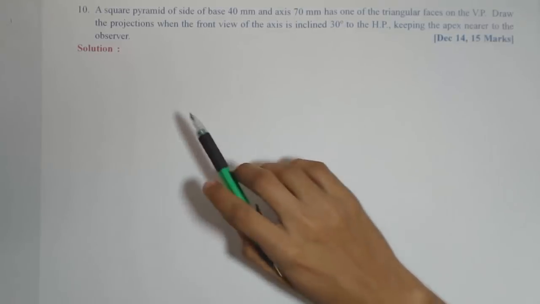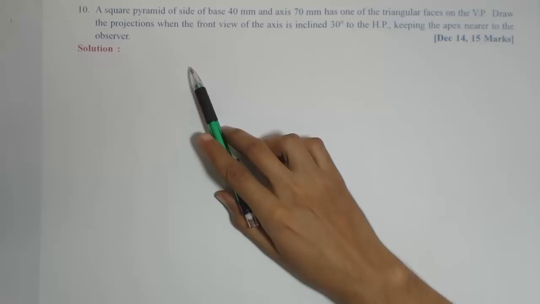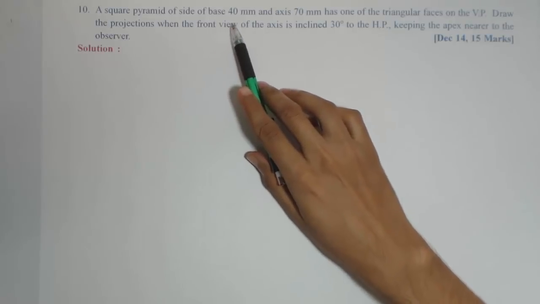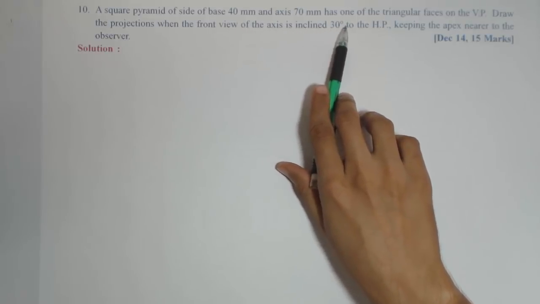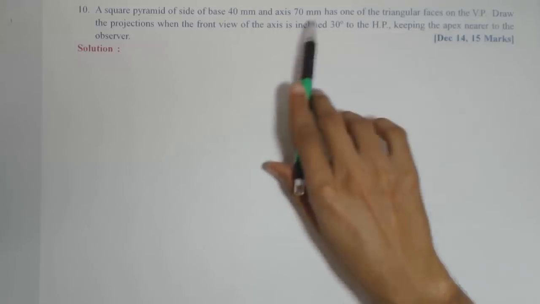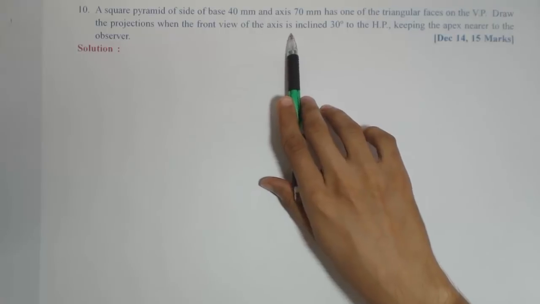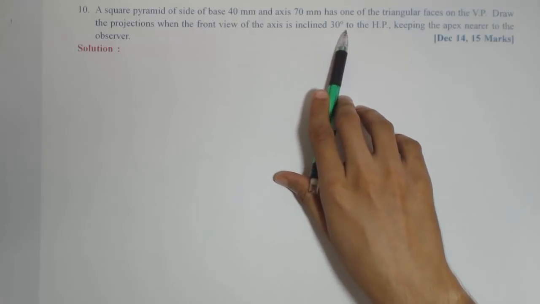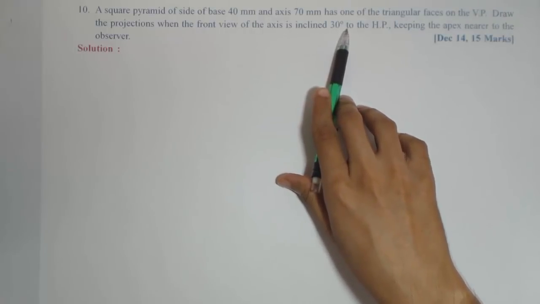Now, next problem on pyramid. Again, a square pyramid of side of base 40 mm and axis 70 mm has one of the triangular faces on the VP. Draw the projection when the front view of the axis is inclined at 30 degrees to the HP, keeping the apex nearer to the observer.